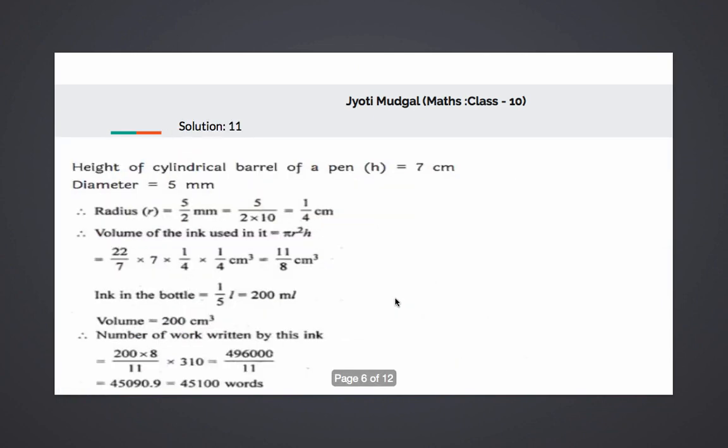Let's move to the next. Students, now 7, 8, 9, 10 are all exactly the same, so I'm giving you all those as homework. Okay, let's take this next question.